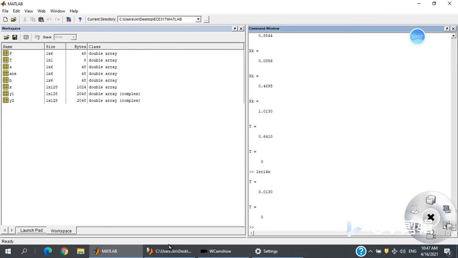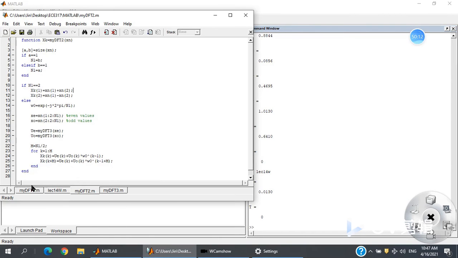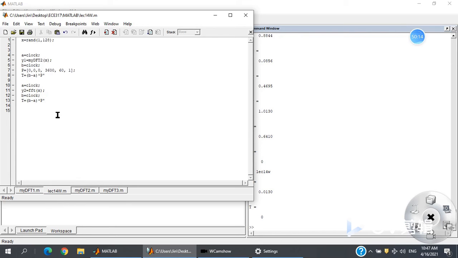I didn't compare. I deleted that part, the compare of it. Let me see. I have y1 and y2, and I need the maximum of the absolute value of y1 minus y2. Right? y1 minus y2. Okay.